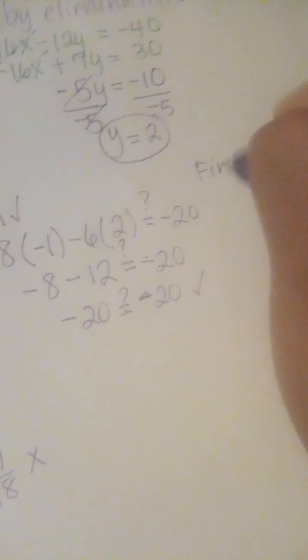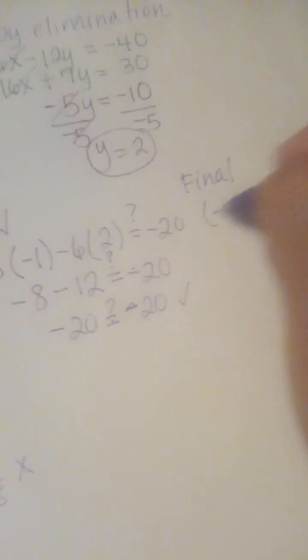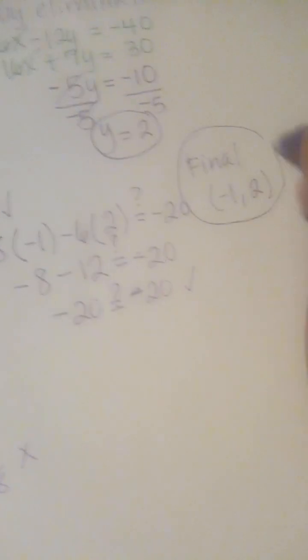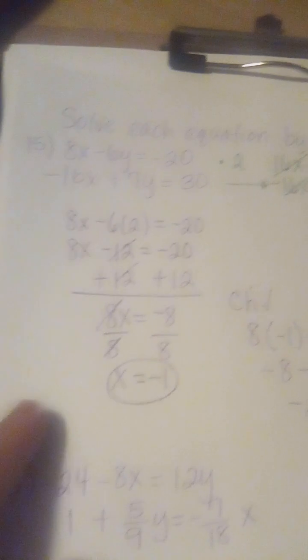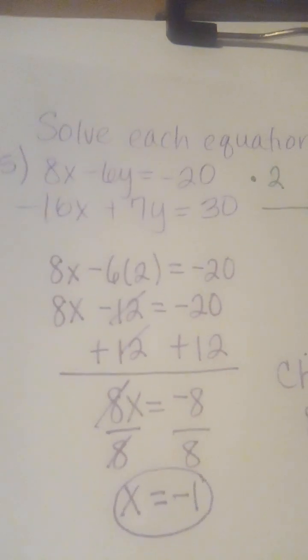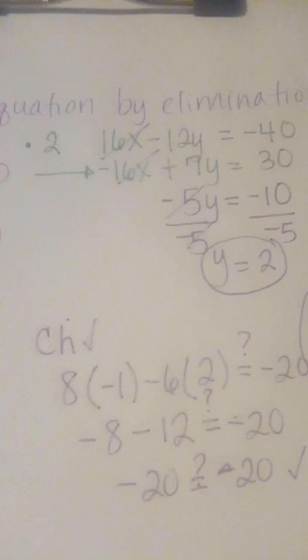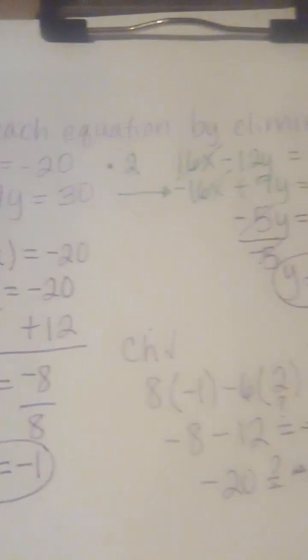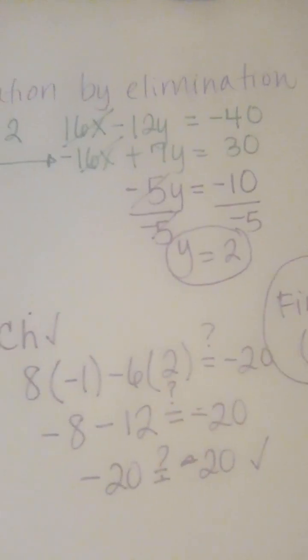Yes. So our final answer is negative 1 and 2. So there we have it. We just figure out the first part. We just use the first equation to multiply by 2 to get the second row as the negative 16. And everything falls in together.